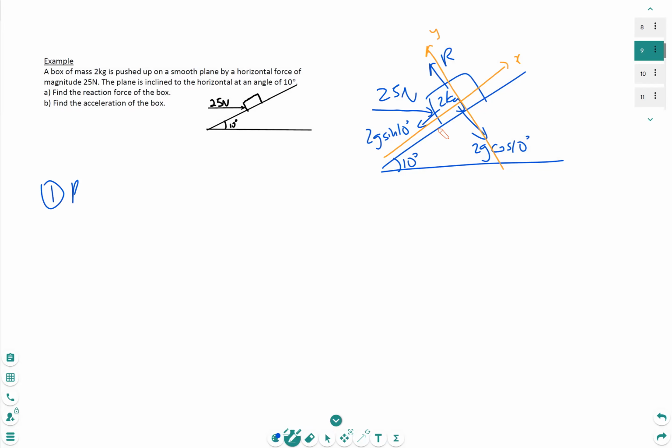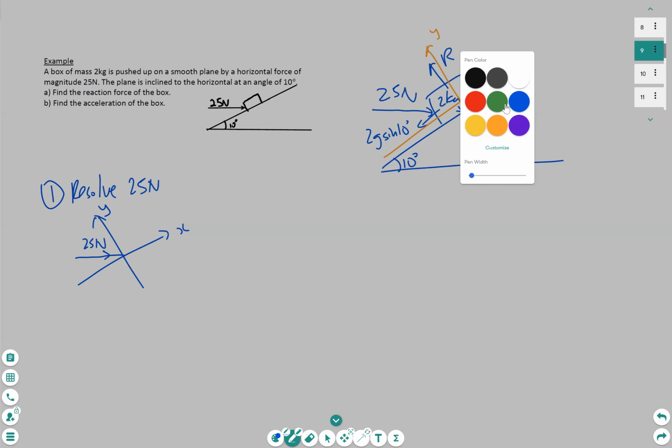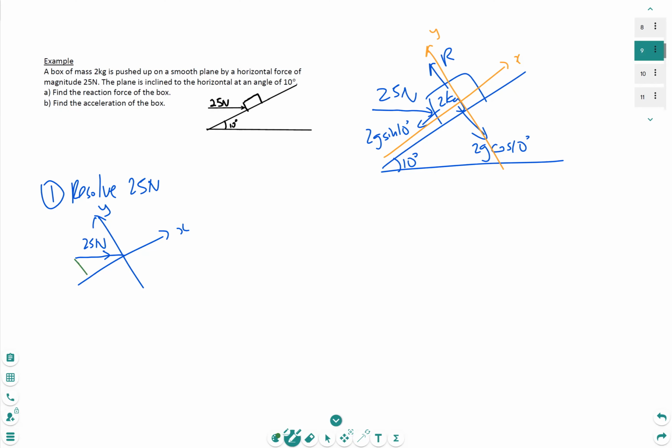Step 1, resolve 25 Newton. So what we can do is we can just draw an axis, but with the 25 Newton singled out. So that's your X, that's your Y. So we can draw the axis like this. We can draw a triangle like that. So using parallel lines, that's 10 degrees, right? So 10 degrees using parallel lines, that's 10 degrees. So using a parallel angle.